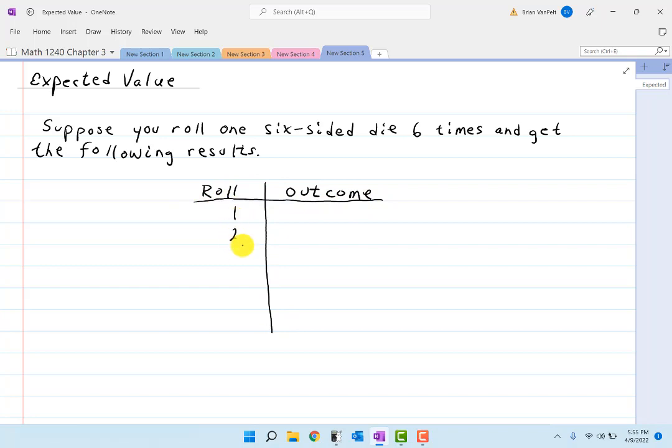So let's say here are rolls 2, 3, 4, 5, and 6. And this guy is extremely lucky. He gets exactly those same numbers on the rolls. What was his average roll?